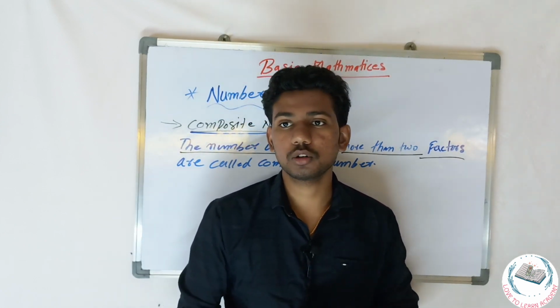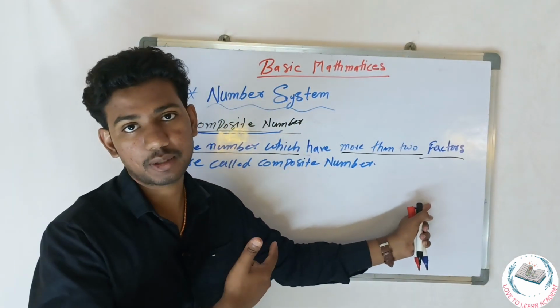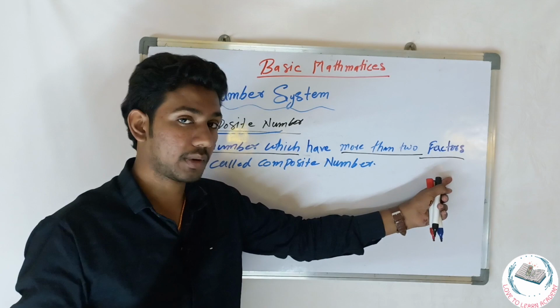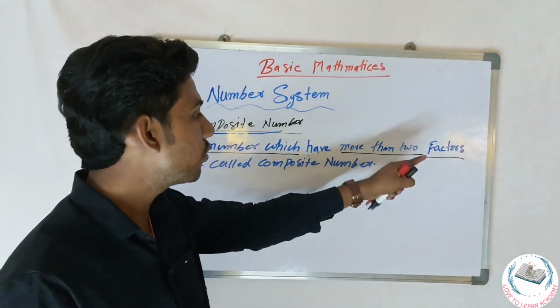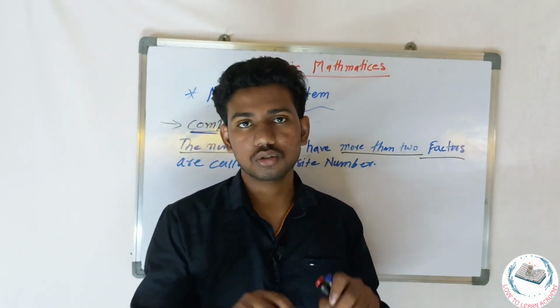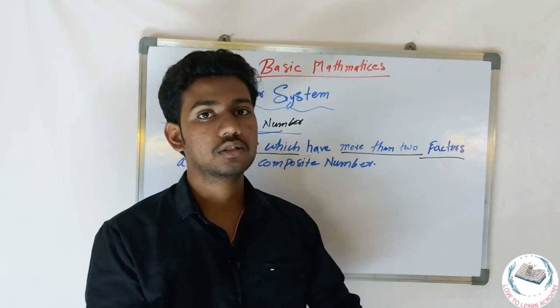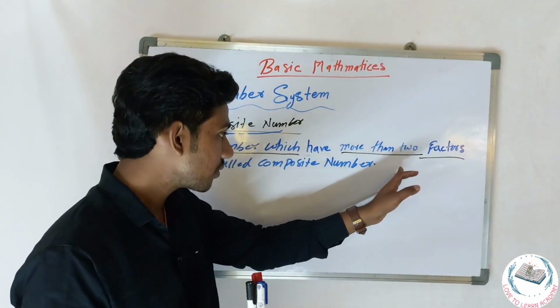For example, we already know what a factor is. I already explained it previously. So you know what factors are, and numbers with more than 2 factors are called composite numbers. You know a prime number has 2 factors only, but when a number has more than 2 factors, it is known as a composite number.